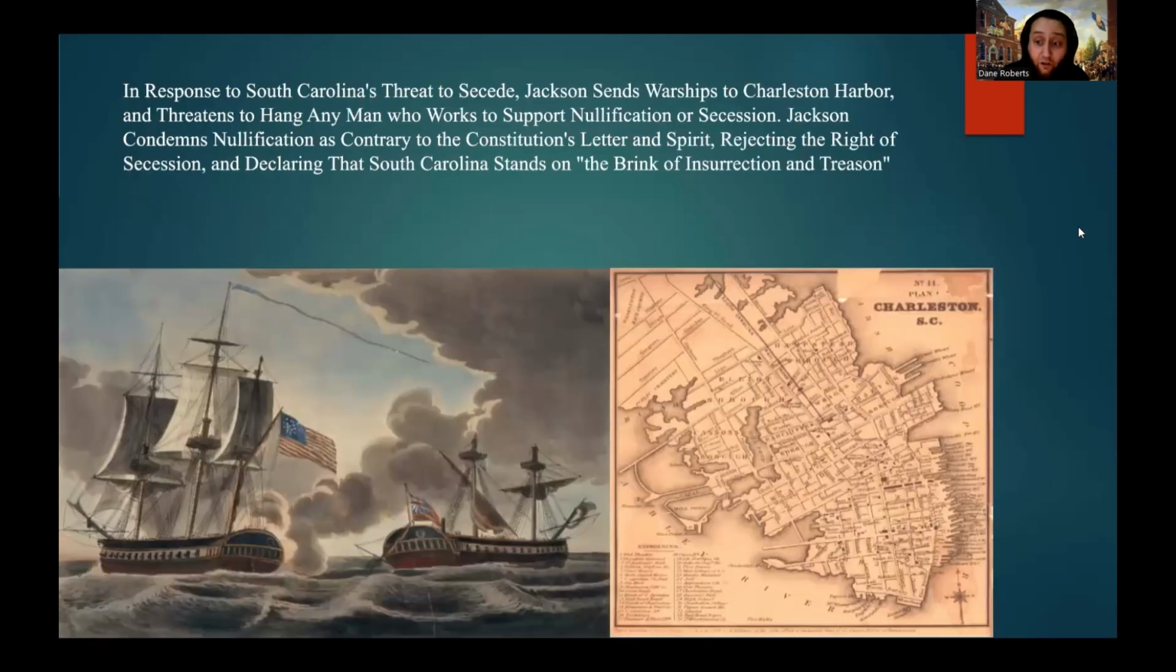In response to the threat to secede by South Carolina, Jackson would send warships to Charleston Harbor and would threaten to hang any man who worked to support nullification or secession. Jackson would condemn nullification as contrary to the Constitution's letter and spirit. He rejected the right of secession and declared that South Carolina stood on, quote, the brink of insurrection and treason.